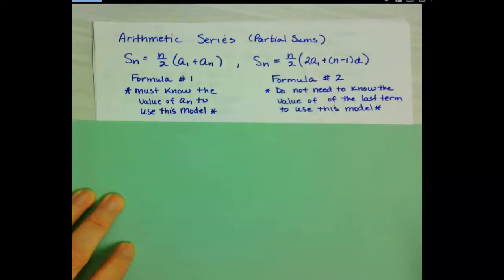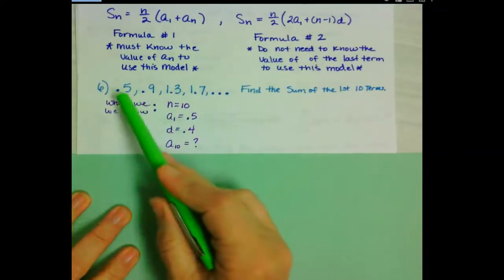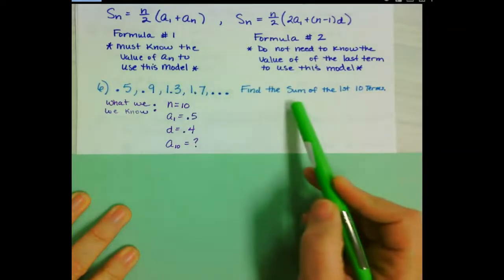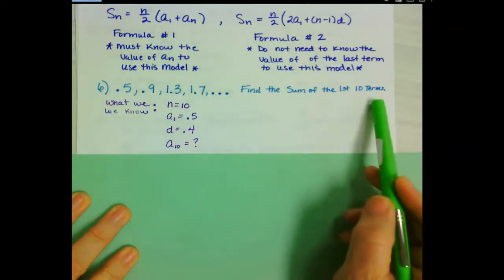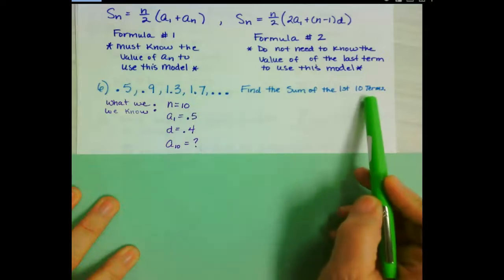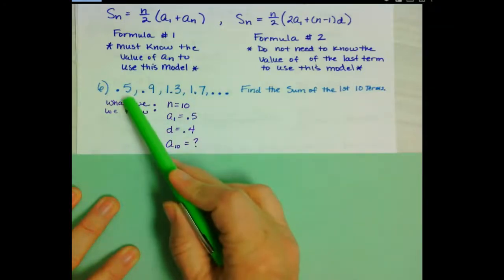You can just plug in what you know and go from there. So for example, on this one, here's number 6. We have 0.5, 0.9, 1.3, 1.7, dot, dot, dot. Find the sum of the first 10 terms. So what do we know? We know that we're finding 10 terms because that's what the problem is telling us. We know our a sub 1 term because that's the first in the list.